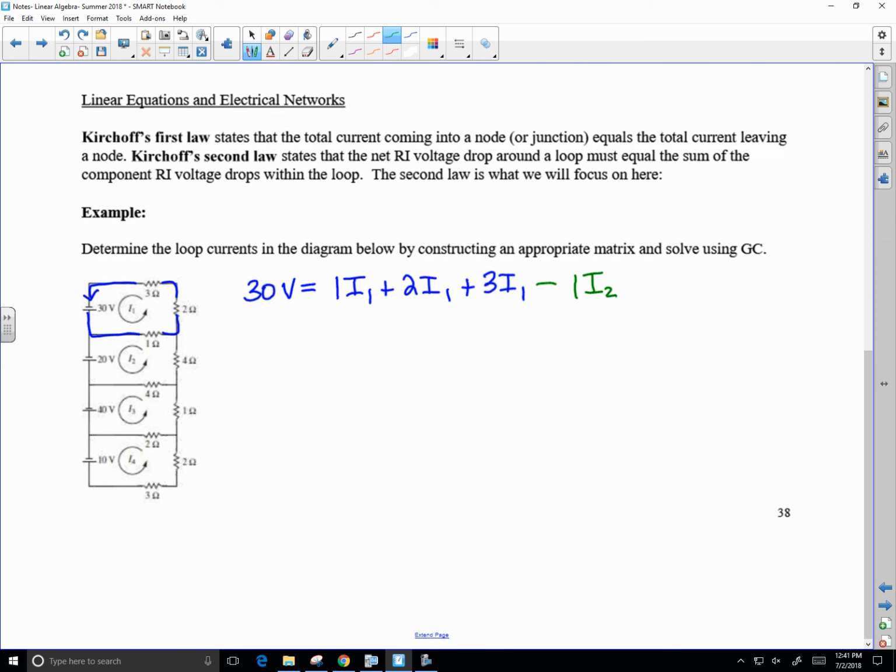So we do the same thing, working our way around the second circuit. We have 20 volts to play with, 4 in I2. So again, we're plus 4 in I2 plus the 1 in I2. But then we have to subtract off the 4 that also belongs to I3.